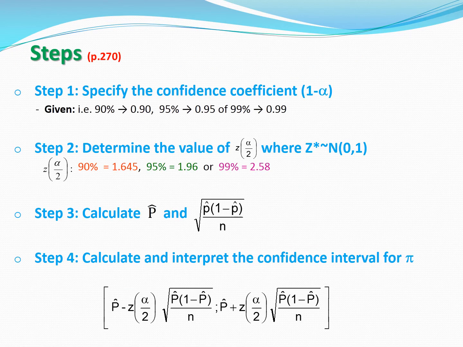Step 1, the confidence coefficient or the confidence level will be given to you. So again, you calculate confidence intervals at a 90%, 95% or 99% confidence level. Then in step 2, we determine the Z alpha over 2 value from our Z table, or if you know it off by heart, like in the previous section, you can just plug it in. Then for step 3, we calculate our sample proportion and the standard error if it's not given. And then for step 4, we can calculate and interpret our confidence interval for the population proportion.